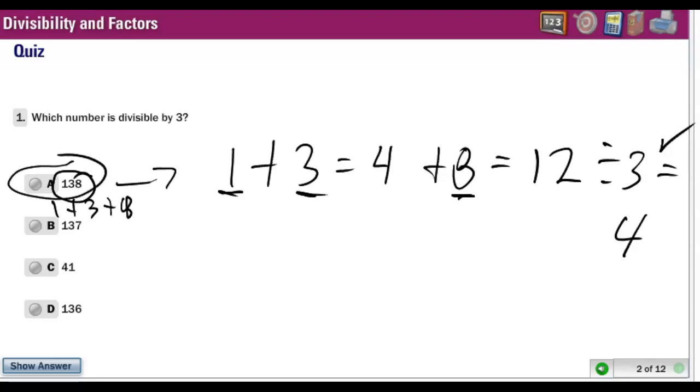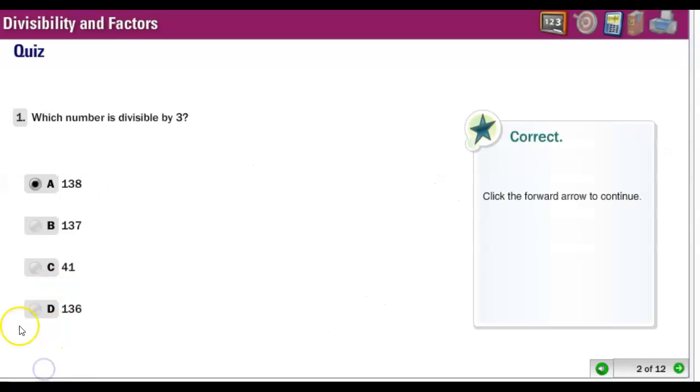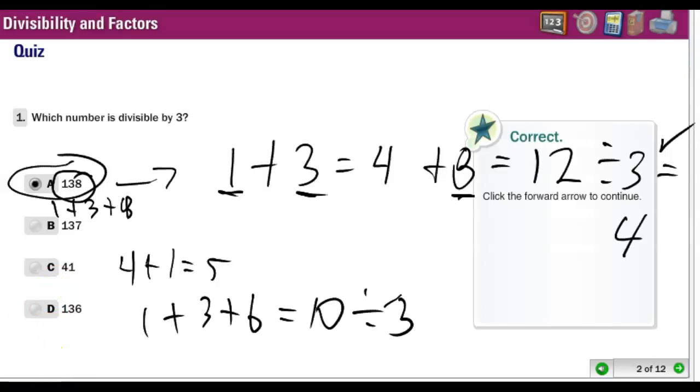The others won't work. Why? Because 4 plus 1 is equal to 5. 5 is not divisible by 3. 1 plus 3 plus 6 is equal to 10. And does 3 go into 10? No. 10 is not divisible by 3. 3 doesn't go into 10 evenly, so it doesn't work. And just to show you, voila, that is the answer.